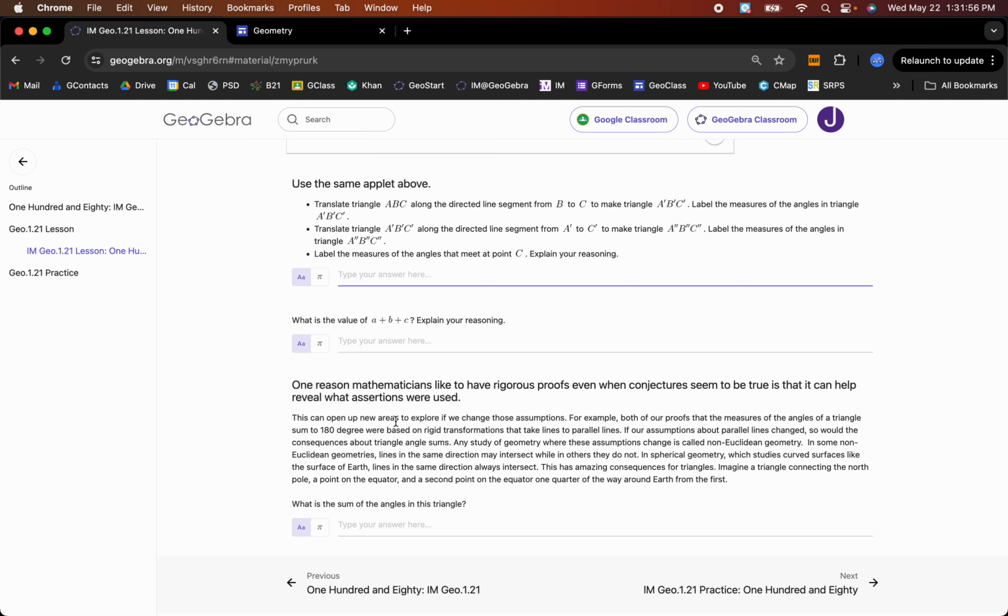In fact, it's 270 degrees. Why? Because, well, take a look at a globe or a basketball, and you'll be able to figure it out.